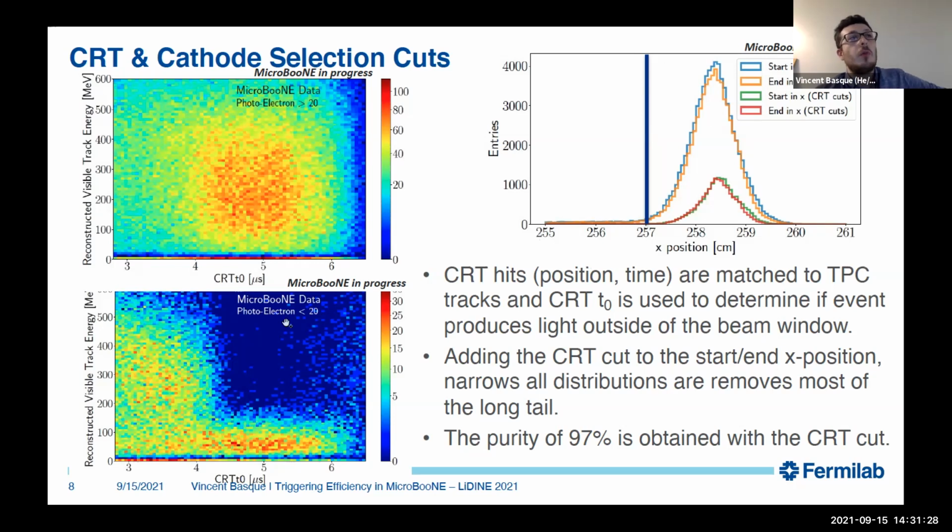Then when we apply this range that we see here, and apply it to the reconstructed start or end position to get both types of tracks, we obtain a very nice narrow distribution at the cathode with no tail. And that gives us a purity of about 97%.